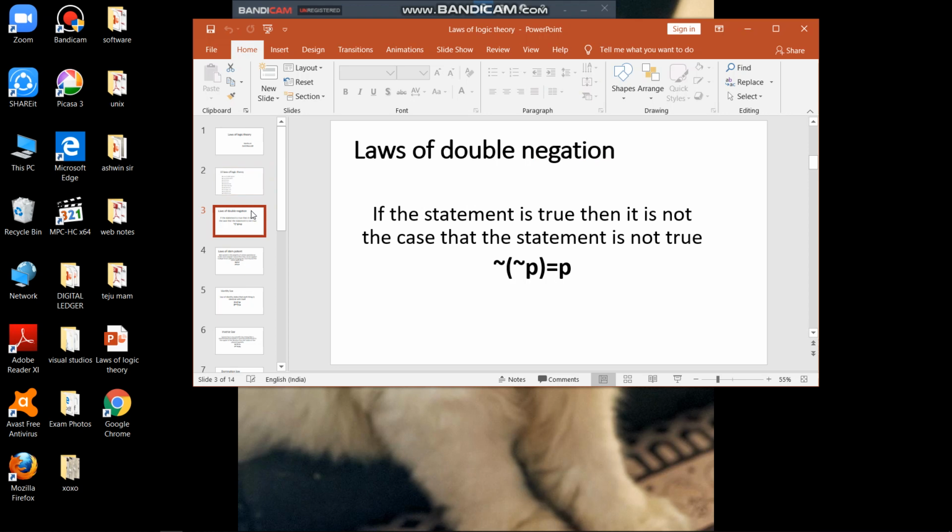If the statement is true, then it is not the case that the statement is not true. In other words, the negation of the negation of P is equivalent to P itself. It's known as the law of double negation.